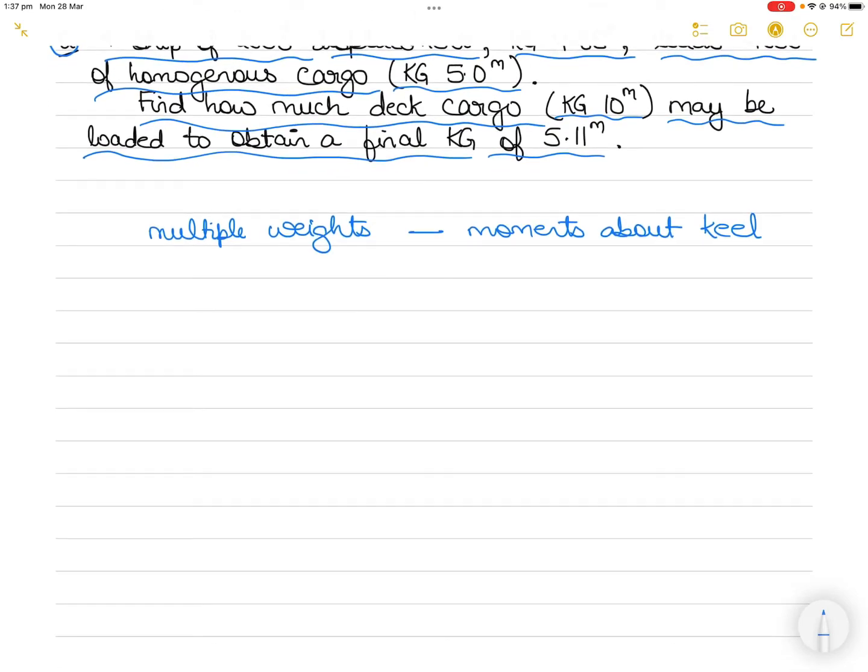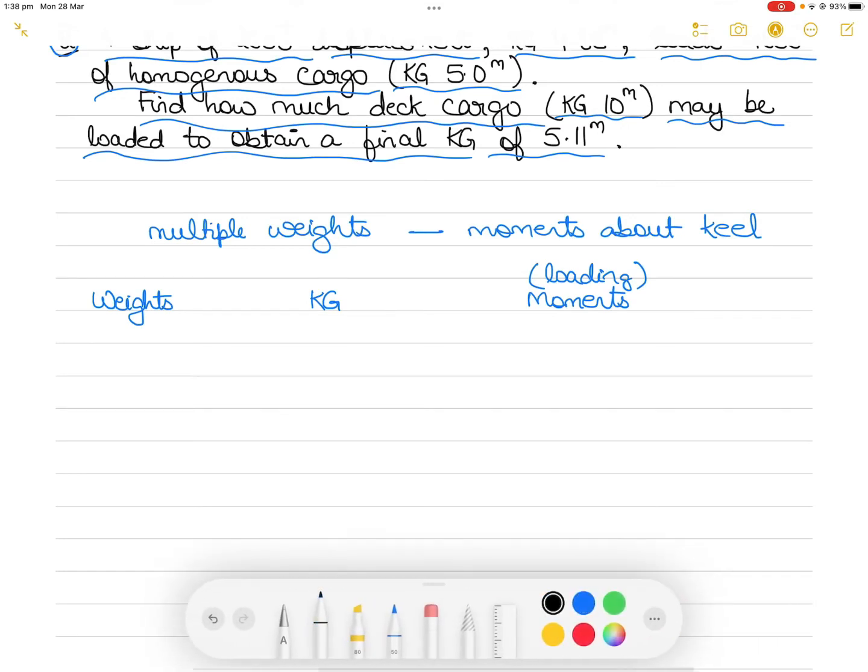So in this question, what you have to do is basically find out the weights. Firstly, make columns. Write down the weights, then the KG, and then the moments. Here all the weights are being loaded, so all those weights are going to be acting on the ship's center of gravity. So we'll just keep a single column of moments, for all loading moments. There's no discharging here going on.